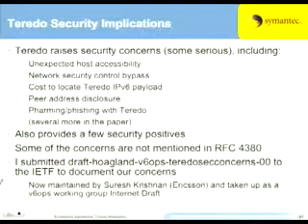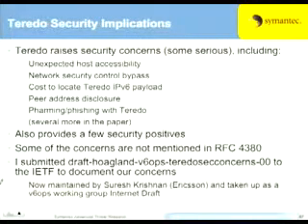Okay, now we'll go into some of the security implications of Teredo. Teredo does raise a number of security concerns, some of them serious, including unexpected host accessibility, network security control bypass, the cost to locate the Teredo IPv6 payload, peer address disclosure, phishing and pharming with Teredo. And there's several more that are beyond the scope of this talk that are in the paper on your CD. Teredo also does provide a few security positives. I'll grant that.